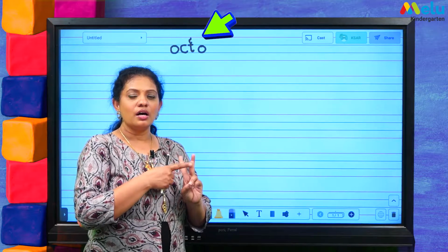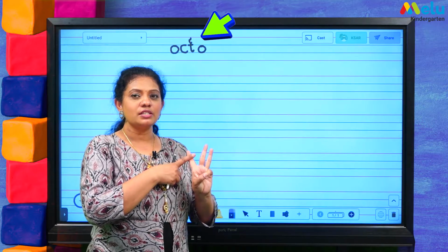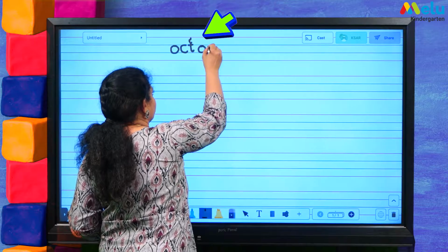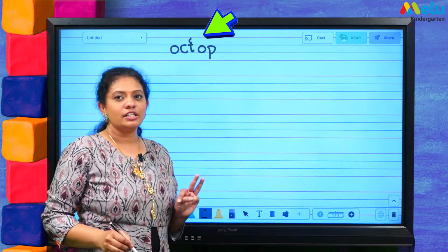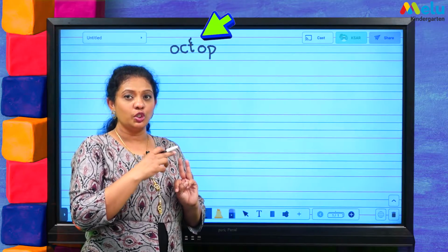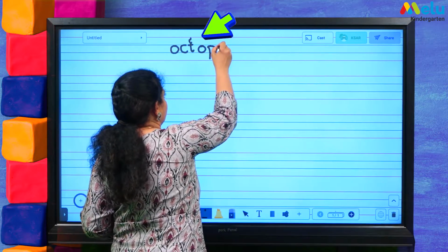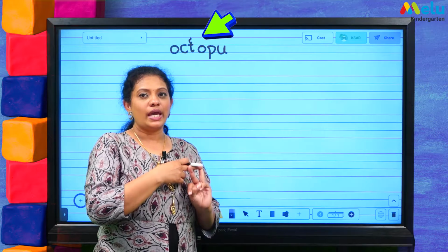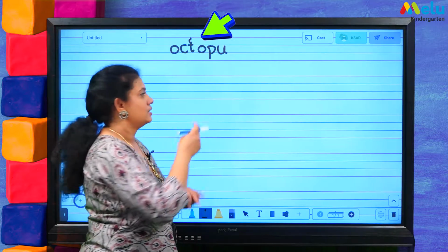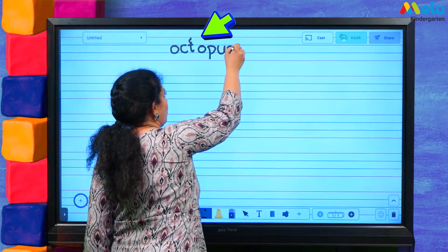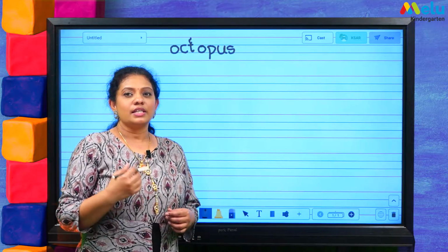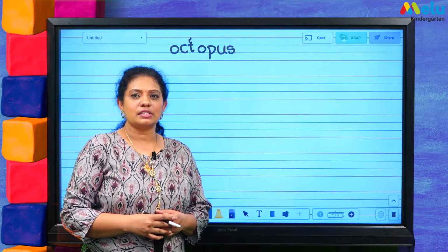P, U, S. So which letter sounds P? P. Which letter sounds U? It is U. And the last sound is S. So S sounds S. Octopus. Okay, children? Then the second word is ox.